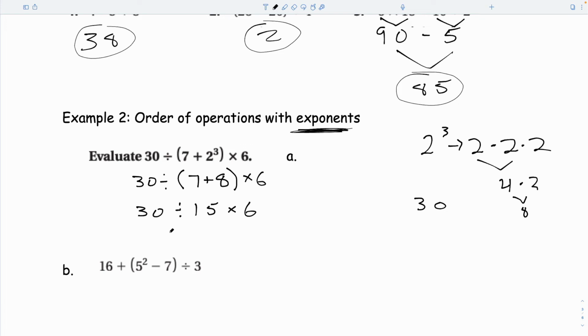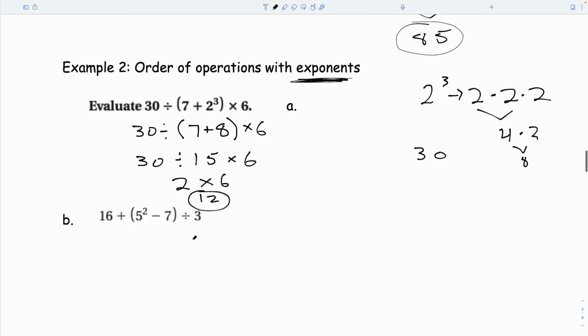30 divided by 15 is? Mentally, anyone know that? Cordelia? 2. Bring down the 6. 2 times 6 is 12. Okay. Do you guys have an A or did I skip that? I have an A. That's what we just did. We did A? Yeah. Okay. It was kind of messed up on my thing.